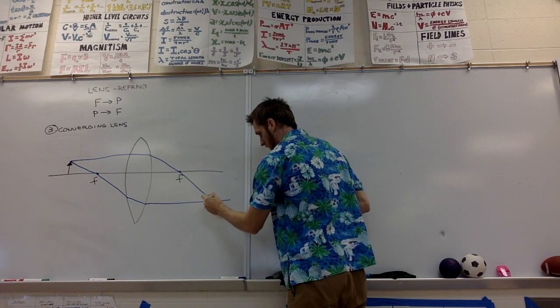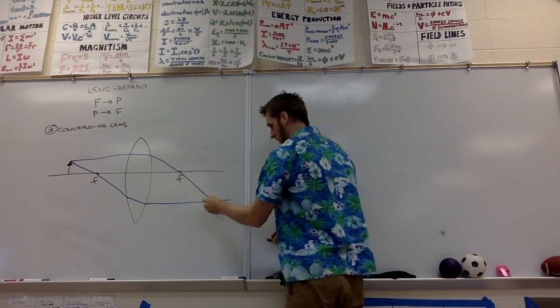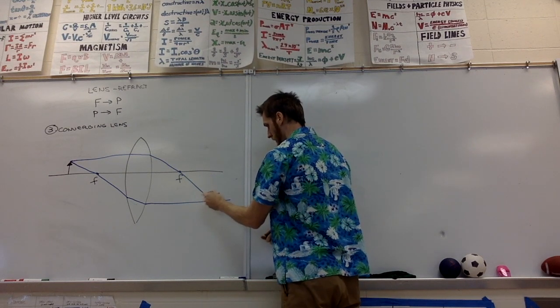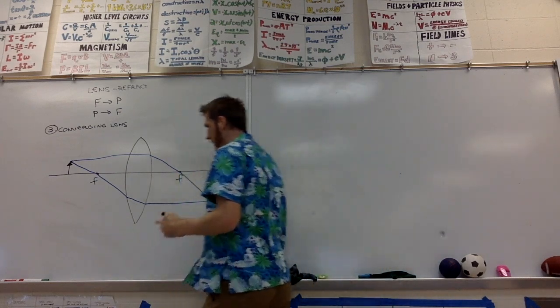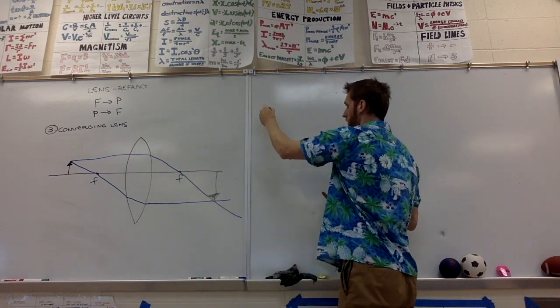So, where do they cross? The tip of the arrow crosses right there below the principal axis, so we know that the arrow is inverted. So the arrow is, well, it's inverted, it's upside down.